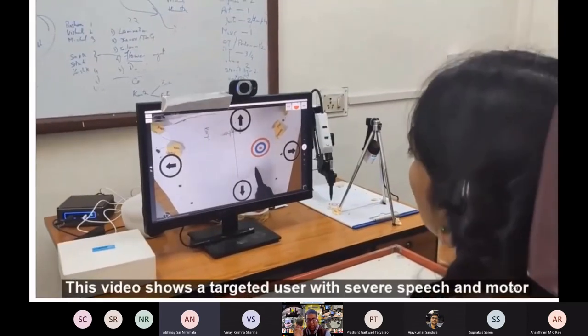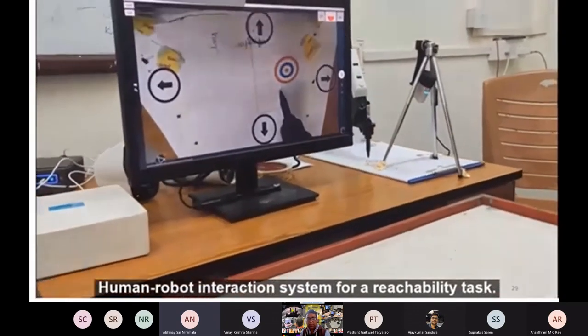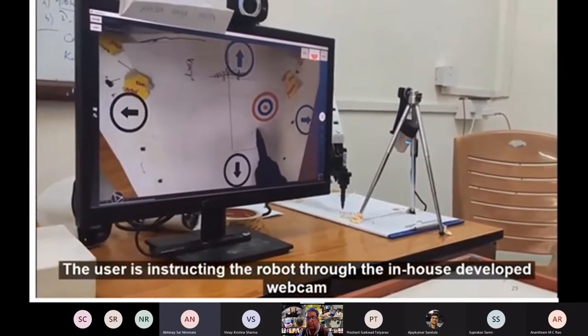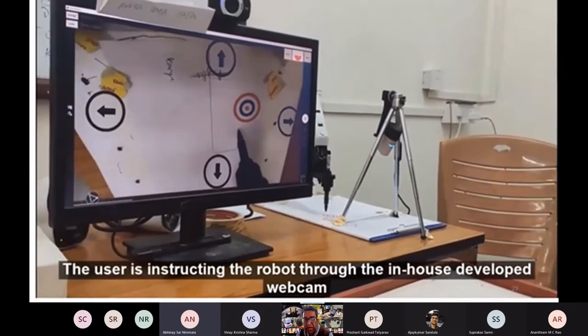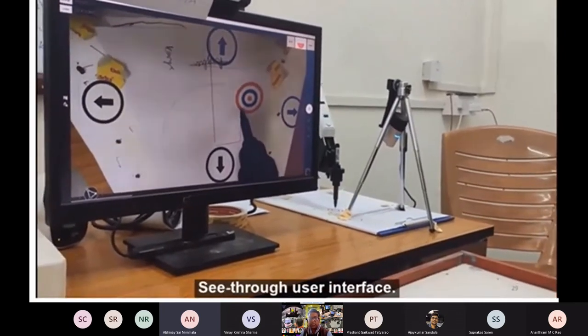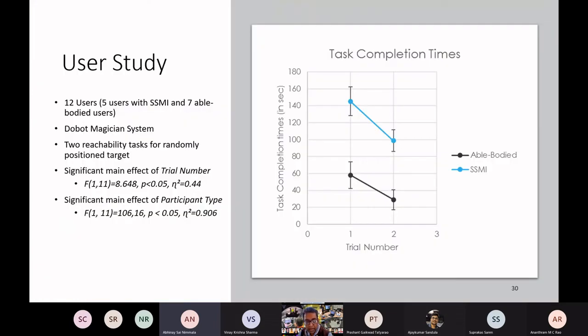And then we also evaluated it with our end users. And here we used a webcam-based gaze tracking algorithm. So in this particular lecture, this eye tracking part is not so relevant, but the users with severe disability instructed the robot through their eye gaze. And it reached towards the target.